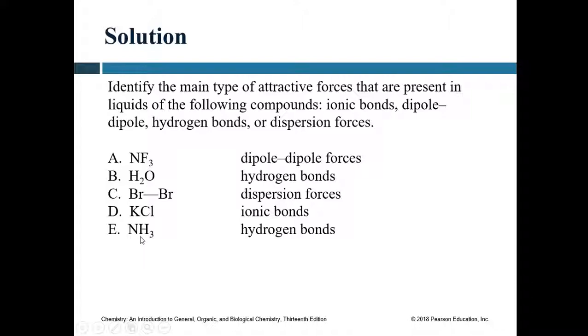NH3. Is it an ionic bond? Nitrogen is in front, so no. Next strongest is hydrogen bonding. Is there hydrogen bonding that can be had between molecules? Yes, because hydrogen is attached to nitrogen, oxygen, or fluorine. That means it can participate in hydrogen bonding. I hope this helps.